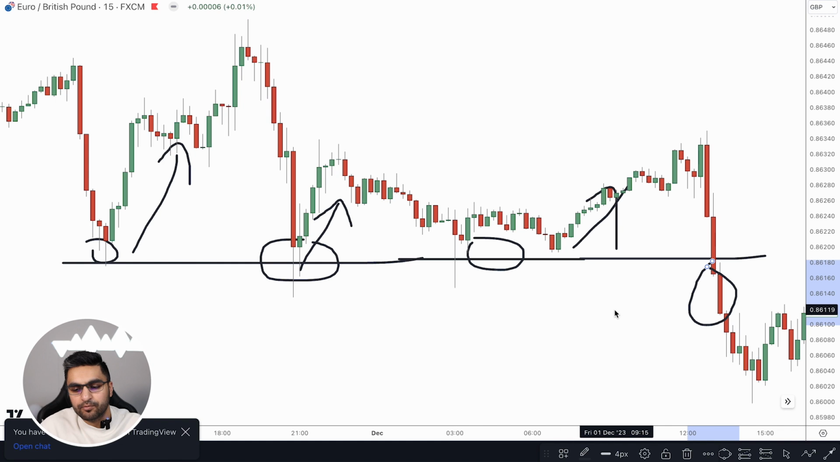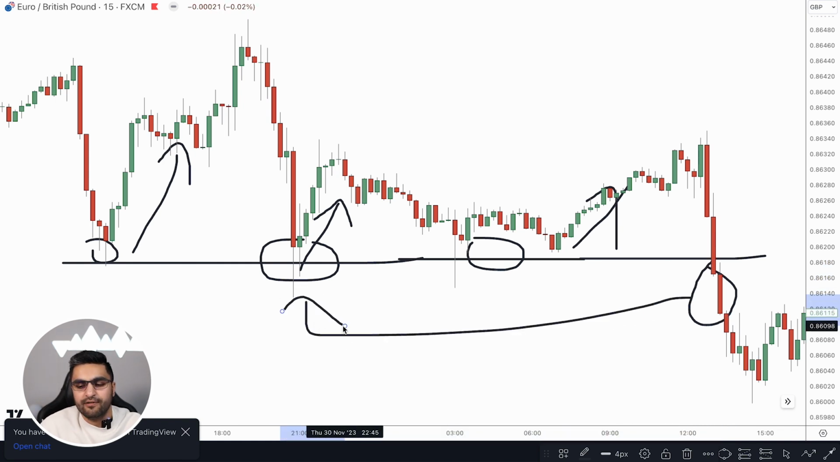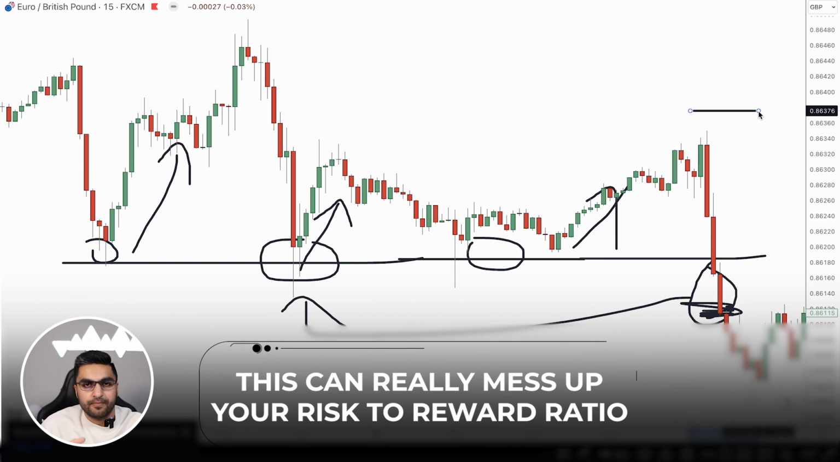Now, the most common mistake that traders make when they see this kind of a break of market structure, they see that market just broke the strong support level, they end up chasing the market and they take the sell from here. The problem with that, it's fine that you take the sell, but where are you going to put your stops? Above here? And then where are you going to place your target? This can really mess up your risk to reward ratio.